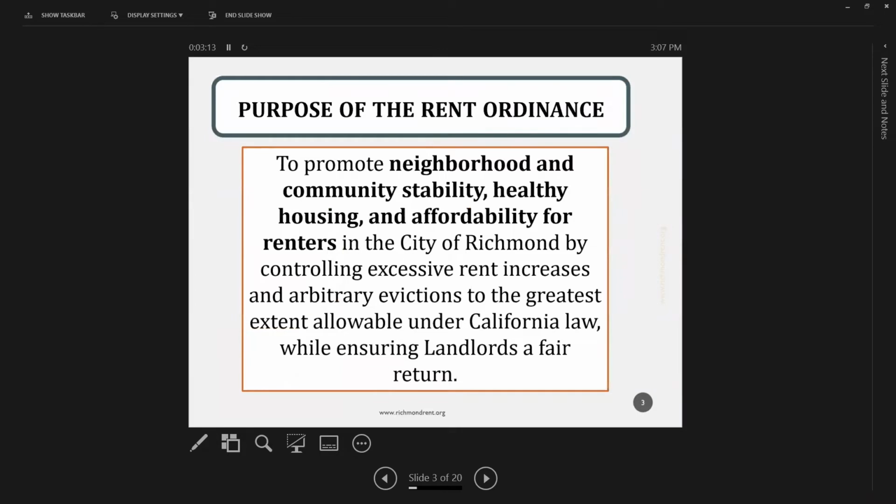The mission of the rent program is to promote neighborhood and community stability, healthy housing, and affordability for Richmond tenants through the regulation of those landlord-tenant matters that reasonably relate to rents and evictions while maintaining a landlord's right to a fair return.